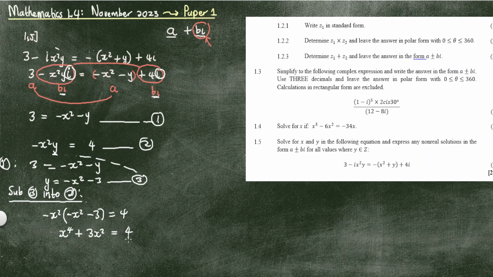Alright, anyway, it's becoming a mess now, but it's fine. So I'm going to transpose the 4 to the left hand side. We now end up with a quadratic equation in a way. This is considered a quadratic equation. I have exponent 4 and exponent 2, so the powers are descending by a factor of 2.